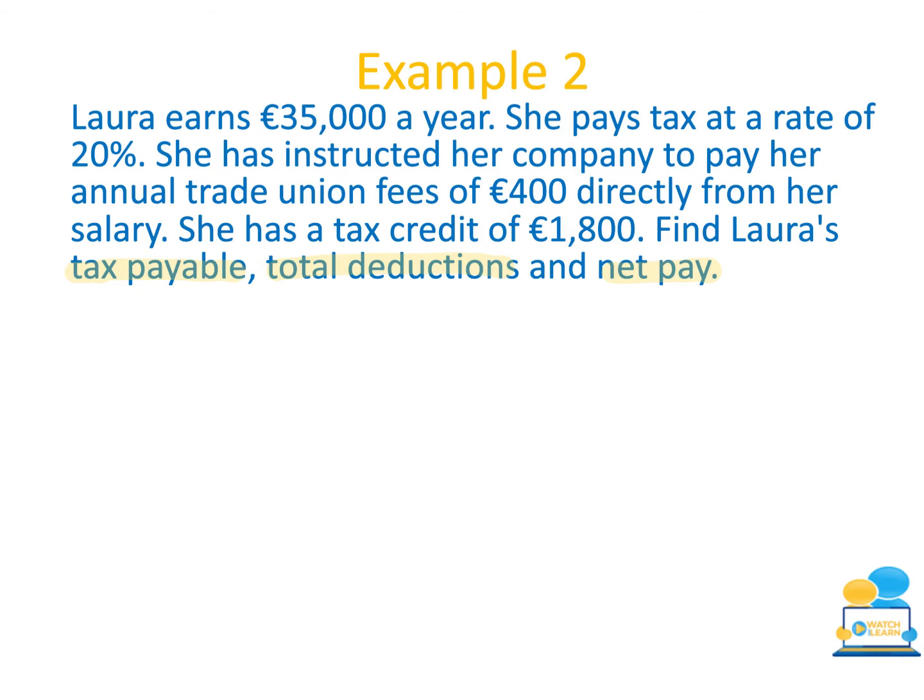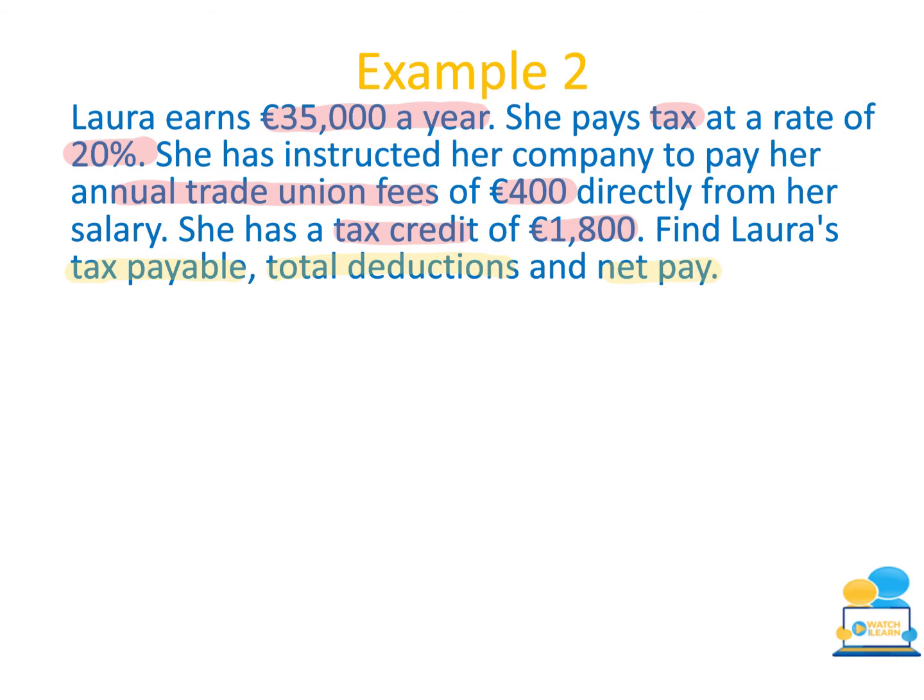So before I get started, let's just highlight some key important information. Laura's earning €35,000 a year. She's paying tax at 20%. She's instructed her company to take away her annual trade union fees of €400. That's going to come off her salary. And finally, she has a tax credit of €1,800.